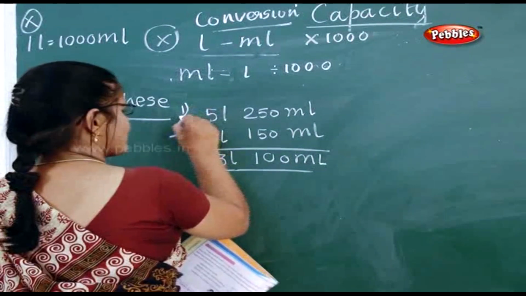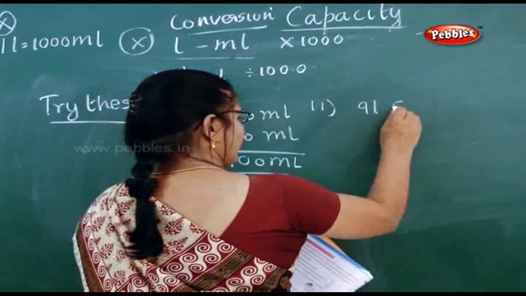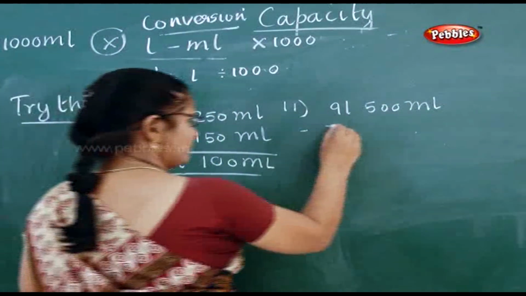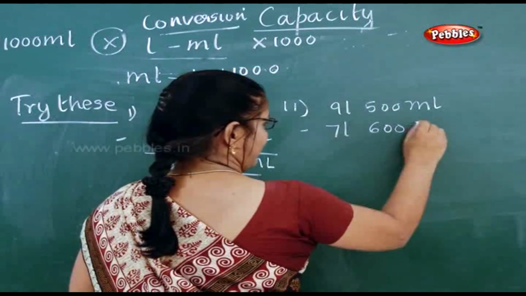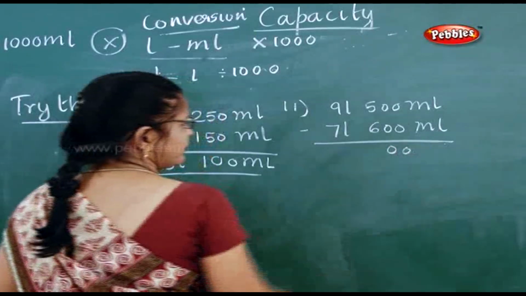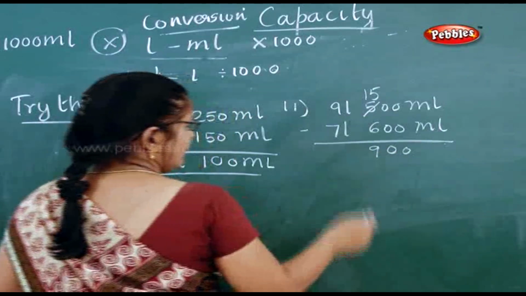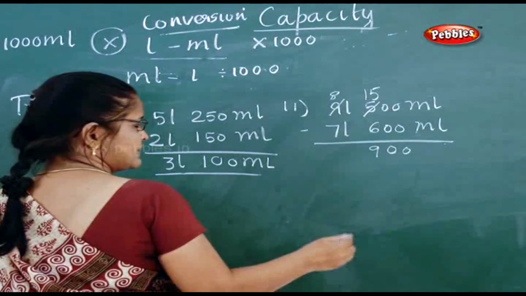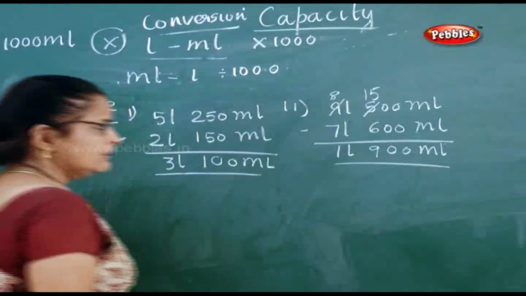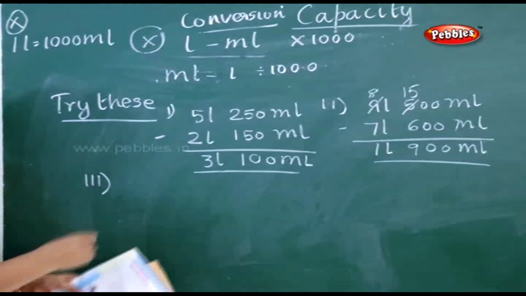Now next question. This is the first one. Second sum: 9 liters 500 ml minus 7 liters and 600 ml. Now how will you do it? Directly 0 and 0 you can't do anything. This will become 15. So what is 15 minus 6? It is 9 and this will become 8. What is 8 minus 7? It is 1. So 1 liter and 900 ml. It's your normal subtraction. Is it clear?